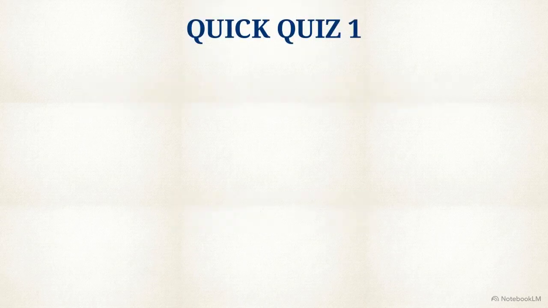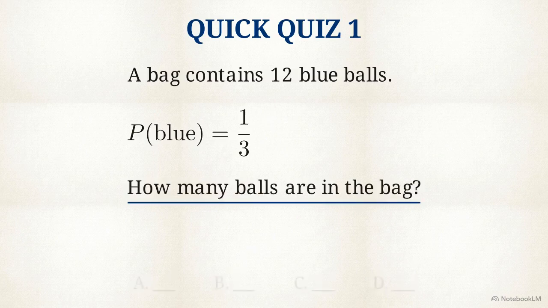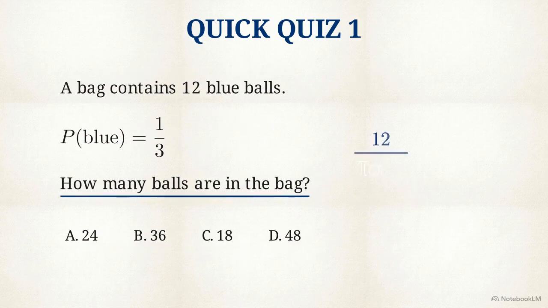Let's test this logic. Here is a quick quiz. A bag contains 12 blue balls, and the probability of selecting blue is 1/3. How many balls are in the bag? Pause the video and calculate the total. Recognizing complementary probabilities transforms a tedious 3-minute algebraic calculation into a rapid 30-second logic puzzle. It saves you crucial time on the WASSCE.